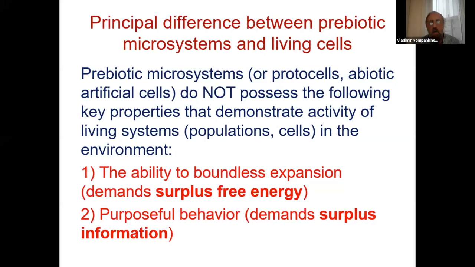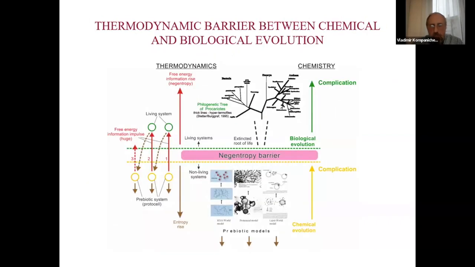So these prebiotic models, as well as other prebiotic models, cannot be transformed to life simply by means of gradual complication of organic matter. There exists a barrier between even the most complex and advanced prebiotic models and the simplest forms of life.